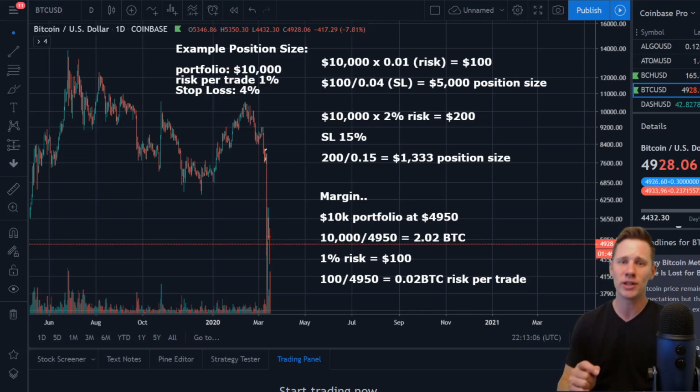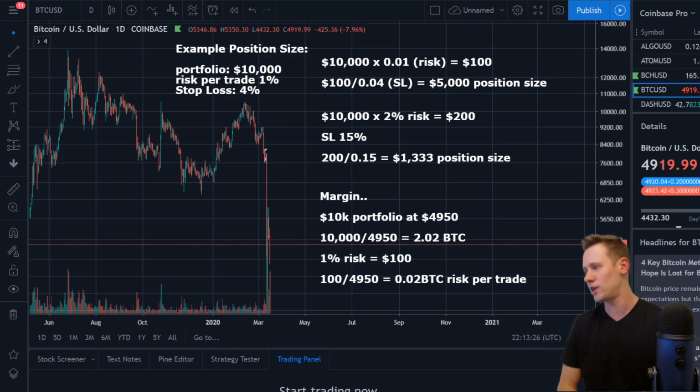Today, this is going to be the most important tutorial to watch as far as trading. This is risk management, calculating your risk per trade, and using stop loss. Okay, guys? So for this example, we're going to use a portfolio size of $10,000 at current price.